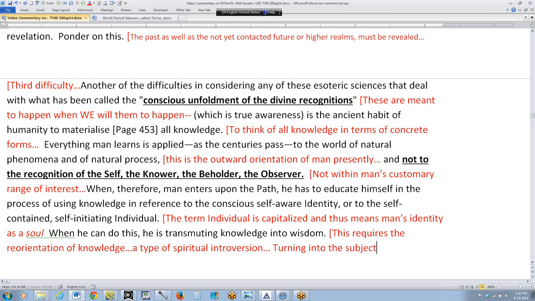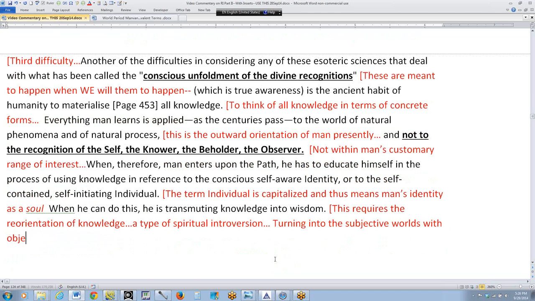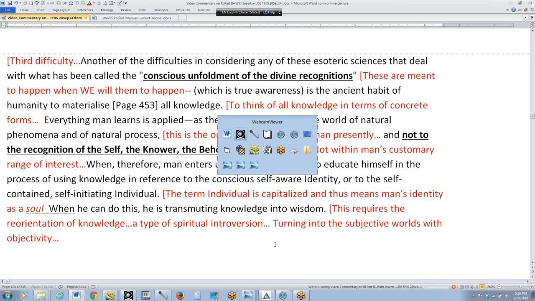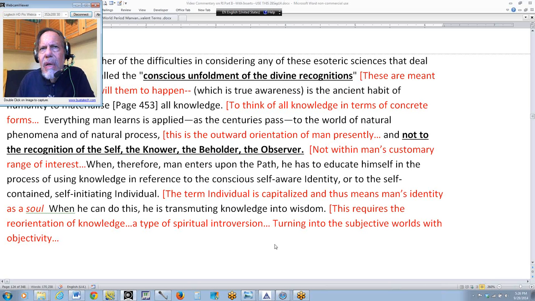Turning into the subjective worlds with objectivity. It is possible to study these worlds with the same kind of objectivity as we have studied the outer worlds, and the knowledges discovered on the outer planes are directly related to knowledges which can be discovered on the inner planes and are really expressions of those inner and higher types of knowledge.